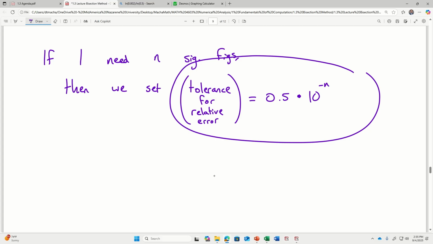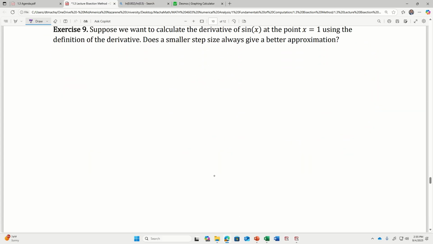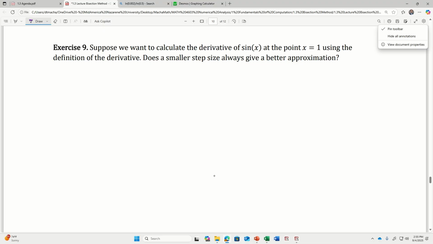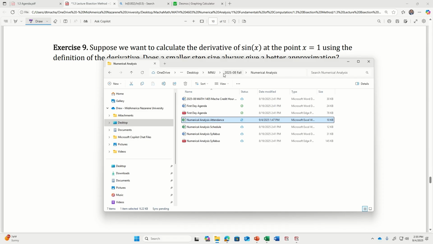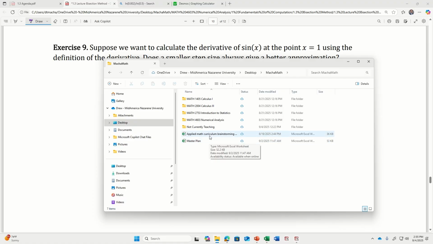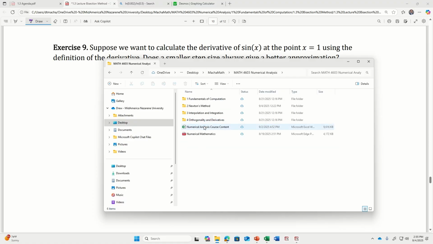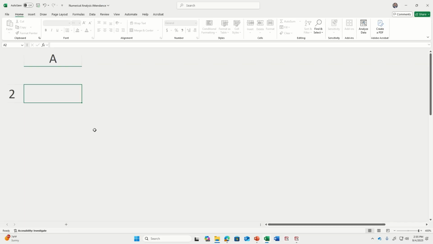Okay, questions? No. Suppose we want to calculate the derivative of sine of x at the point x equals 1 using the definition of the derivative. Does a smaller step size always give a better approximation? I asked you this earlier in this semester, and let me try to find where I did that so we don't have to redo it. But the answer was no.